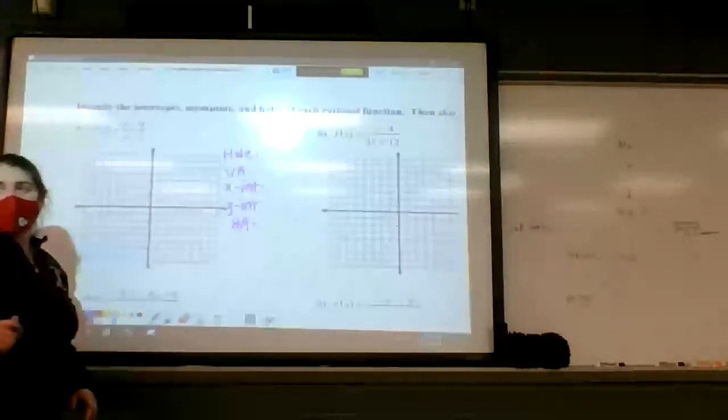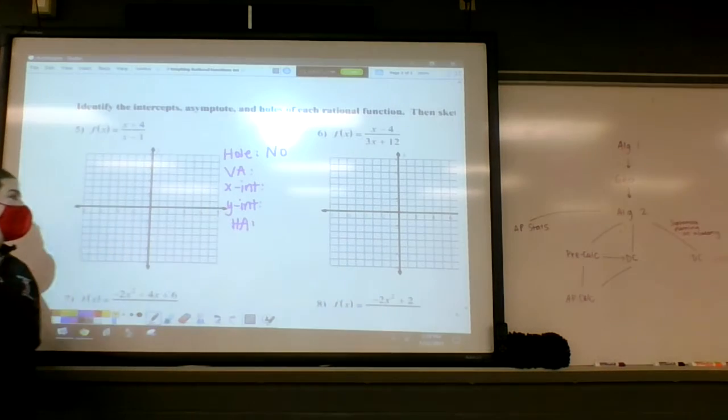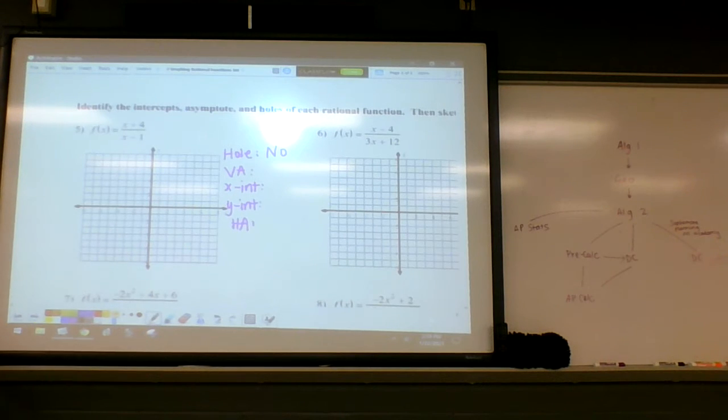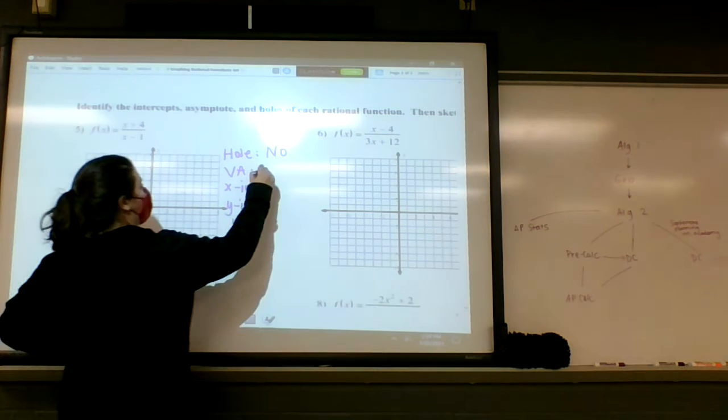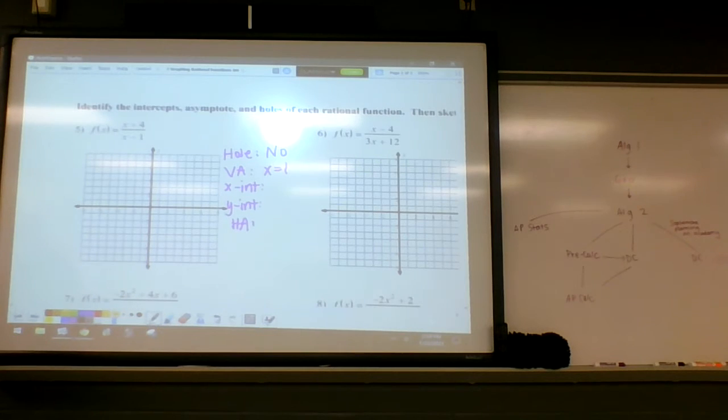No matches, right? Top and bottom, so no holes. Is there a vertical asymptote? Yes. Where is the vertical asymptote at? +1. By the way, what does that look like on our graph? Dotted line going straight up. Dotted vertical line going straight up and down.